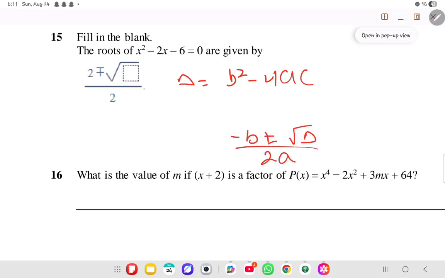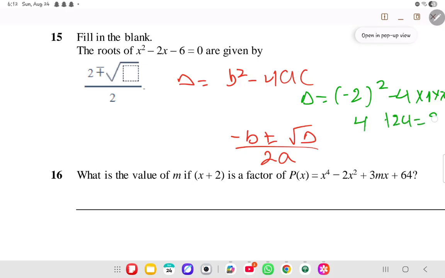First of all, let's find the discriminant. Discriminant is equal to b squared, so minus 2 squared, minus 4ac, so minus 4 times 1 times minus 6. So it's gonna be 4 plus 24, which is what?